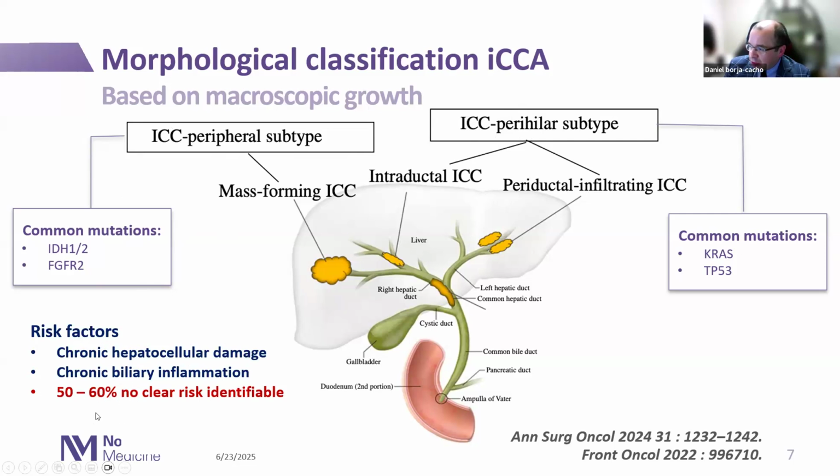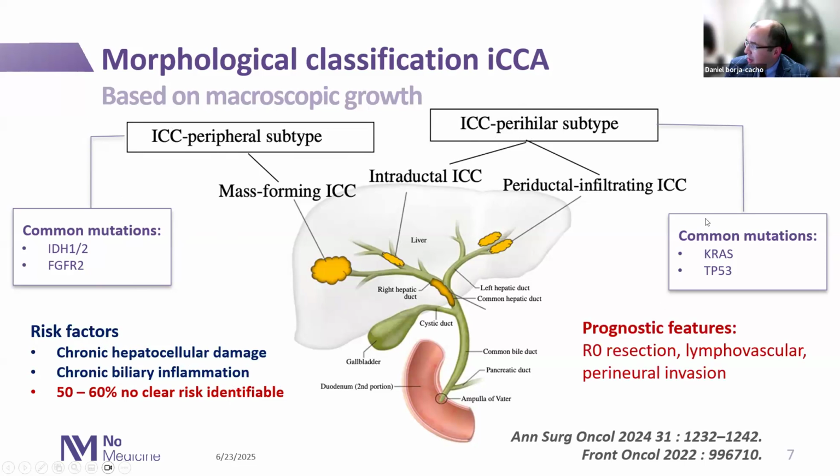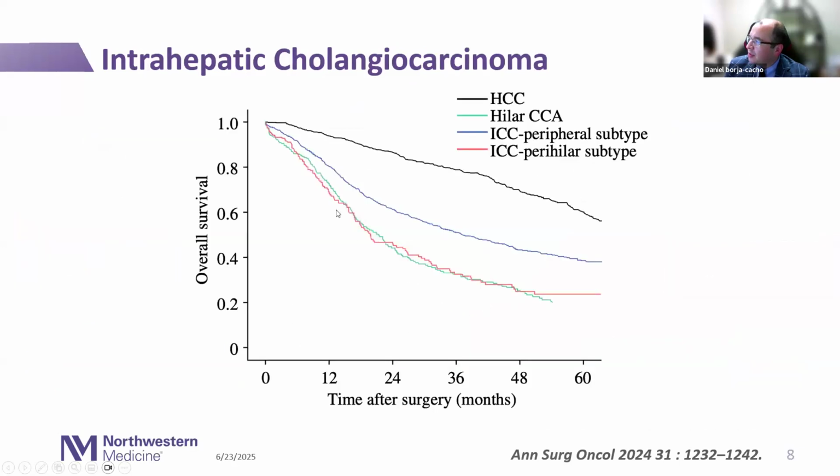50 to 60%, there's no clear risk identifiable, meaning there's not going to be cirrhosis. The tumor is going to be advanced. And in a recent publication in Annals of Surgical Oncology, we saw that these patients with this type of tumor tend to be patients that don't have R0 resection, lymphovascular invasion is more, and perineural invasion is more. The reason to bring this is because this is important when we start talking about transplant.